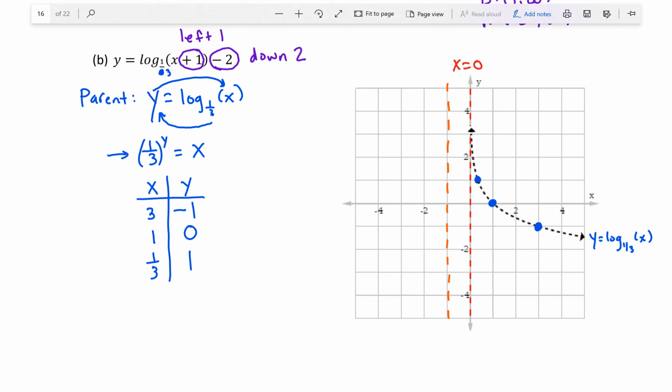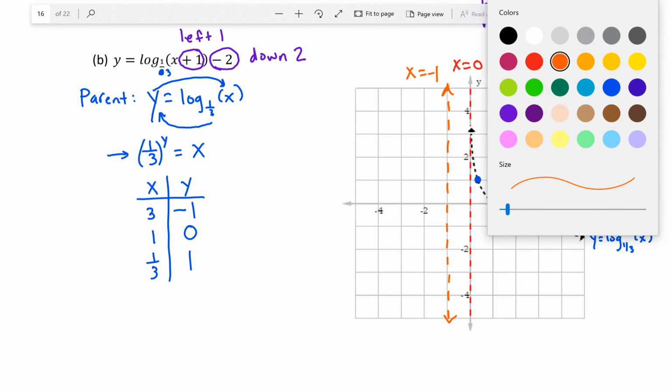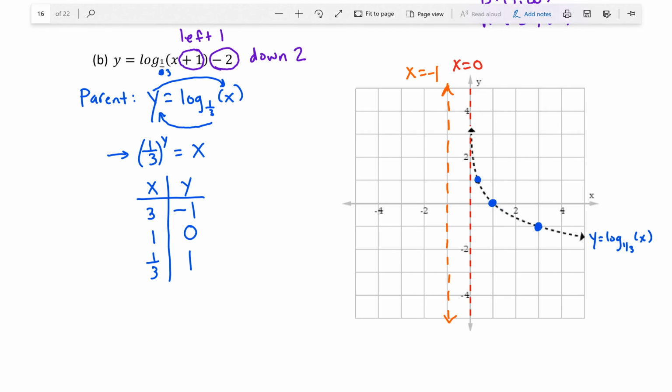And if I move this new location down 2, it's just going to shift right on top of itself, so no change in its apparent position. So the new vertical asymptote will be at x equals -1. Then we're going to take each of our original points, left 1 and down 2. Left 1 and down 2. Left 1, down 2. Then we can connect the dots in the same fashion that the original function was constructed. And we have our newly transformed function, log base 1/3 of x plus 1 minus 2.